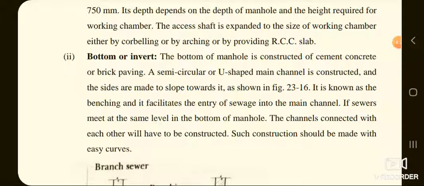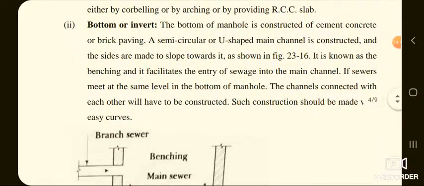Now the second component of a manhole is bottom or invert. The bottom of a manhole is constructed of cement concrete or brick paving. A semicircular or U-shaped main channel is constructed, and the sides are made to slope towards it, and the bottom invert is as shown in figure 2316. It is known as the benching, and it facilitates the entry of sewage into the main channel.